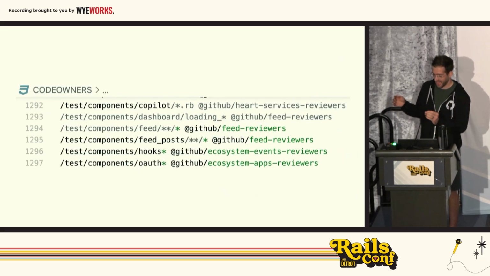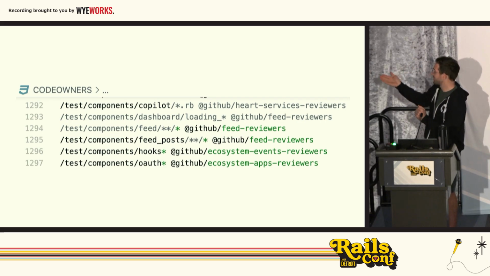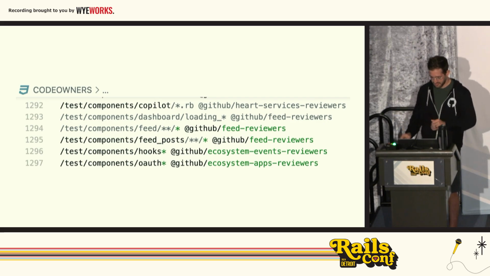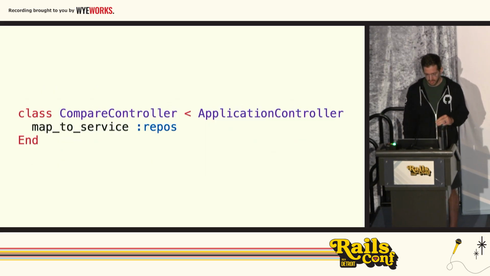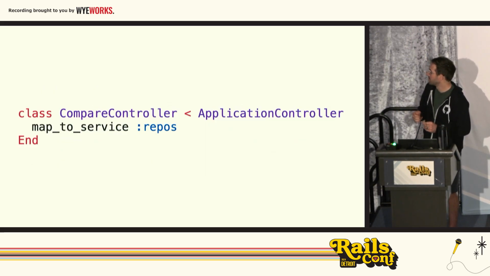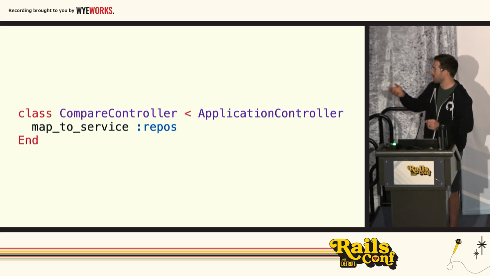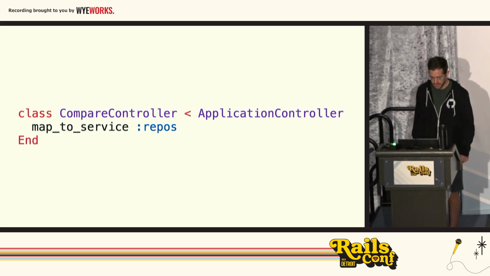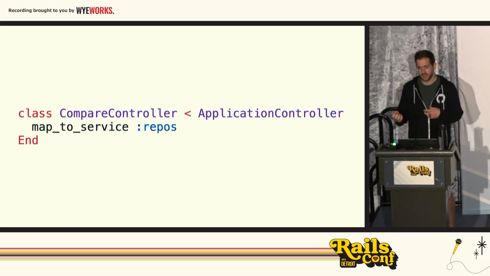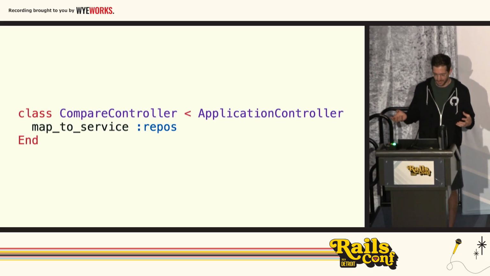And what's really great is that we just do that all through code owners. So we literally say, okay, that test file in this case goes to the feeds team. And we also do some programmatic mapping. So say, for example, we have a controller, we have a map to service macro that will map, say, the compare controller, which is used when you're doing a comparison for a pull request, to the repos team in this case. The really important thing, from a ship of Theseus standpoint, is that every line of code ends up being owned by a service, not a person.